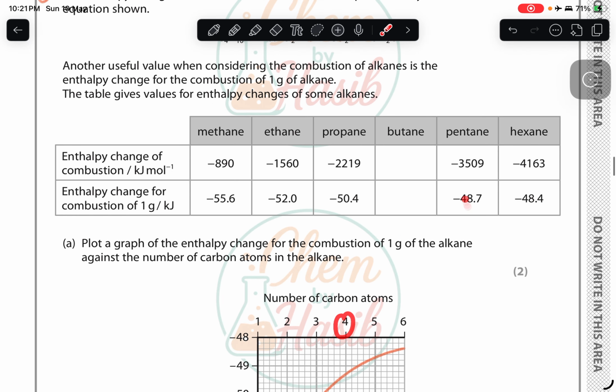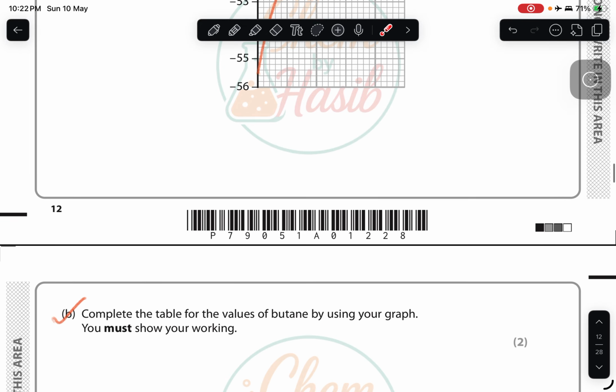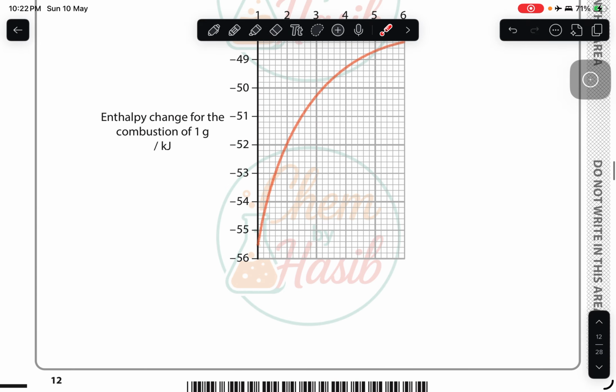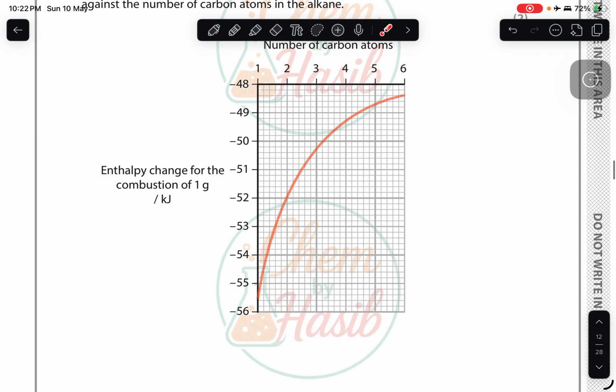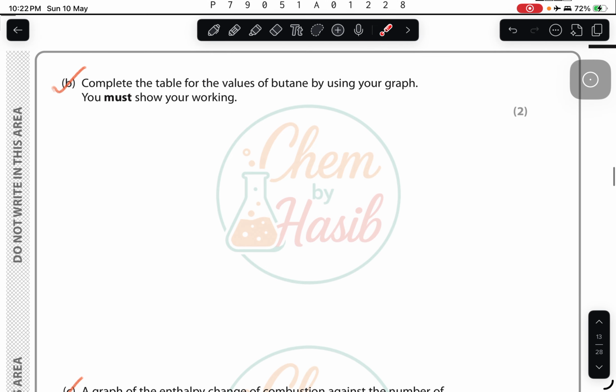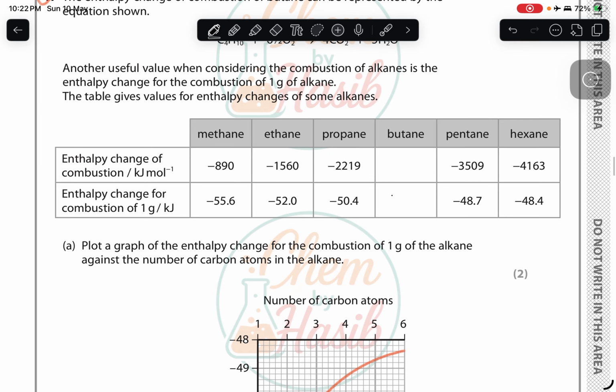its corresponding enthalpy change. According to the marking scheme, since I haven't plotted yet, this should be minus 49.4. So the enthalpy change here would be minus 49.4 kilojoules per gram. Now you have to calculate the enthalpy change of combustion in kilojoules per mole.